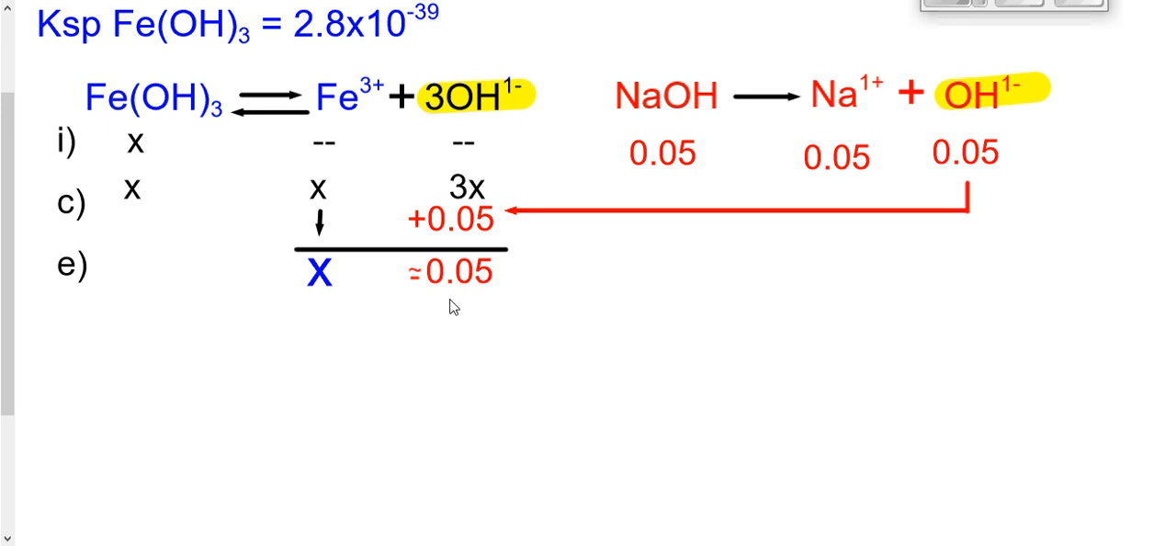Even if I were to use the quadratic equation and say that this value is now 0.05 plus 3X and use the quadratic equation in the Ksp expression to solve for X, we would find that after I adjusted for significant digits, it would still work out to being about 0.05. So where my amount here is so small compared to the amount that we're adding from the salt in common, we can say effectively that the concentration of hydroxide will now be about 0.05.